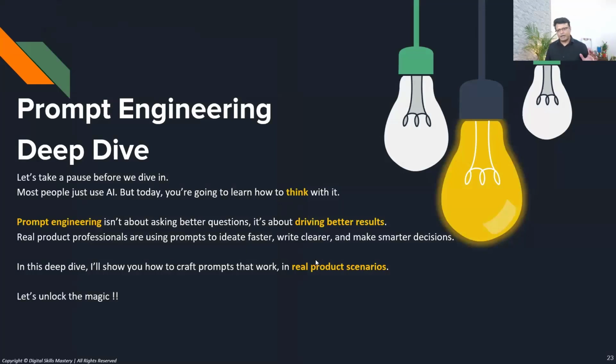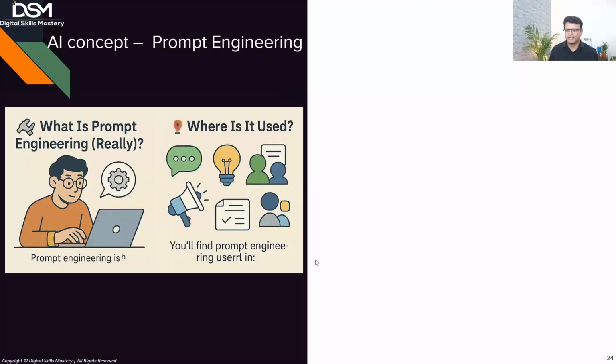Moving forward, let's deep dive into prompt engineering. Now, most people just use AI, but today you are going to learn how to think with it. Very important. Prompt engineering isn't just about asking questions, it's about driving better results, getting better outcomes and deliverables in real product scenarios. So, let's unlock this magic that we call prompt engineering.